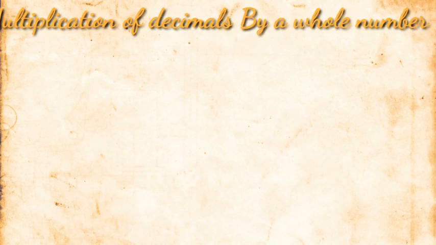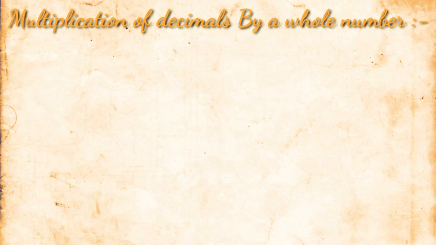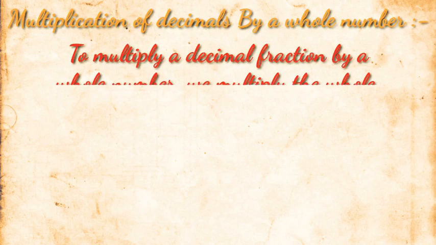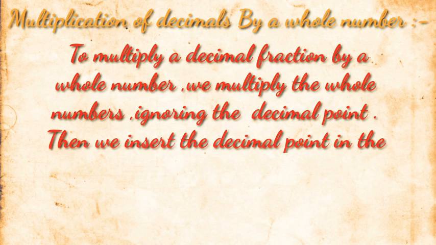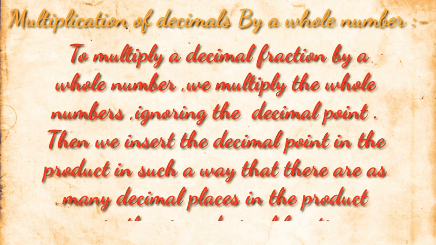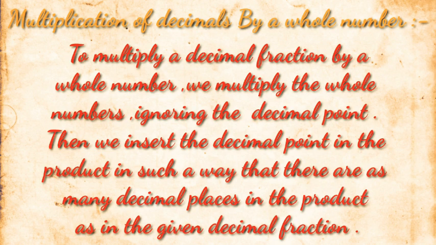Next is multiplication of a decimal by a whole number. To multiply a decimal fraction by a whole number, we multiply the whole number ignoring the decimal point. Then we insert the decimal point in the product in such a way that there are as many decimal places in the product as given in the decimal fraction.